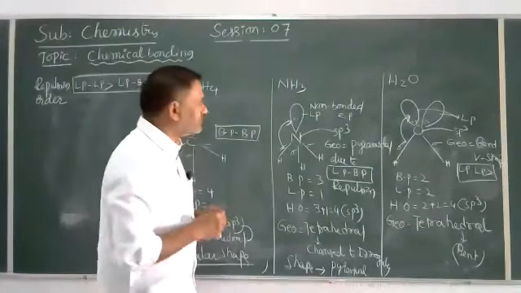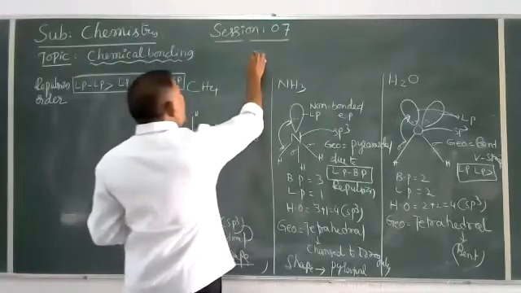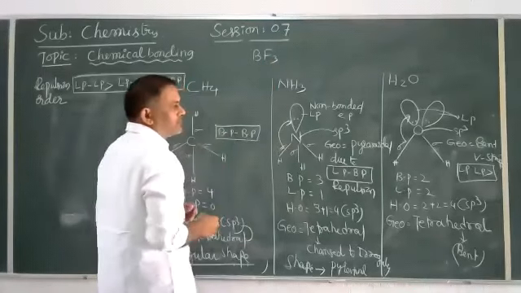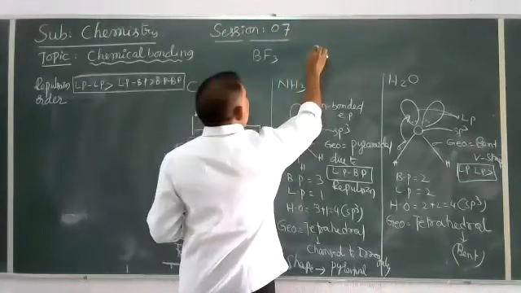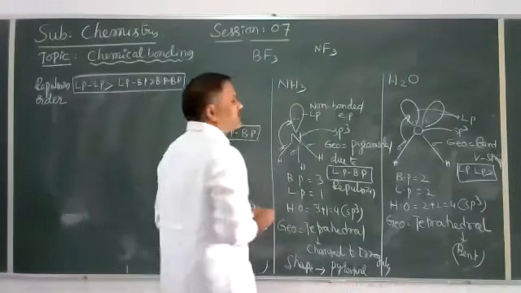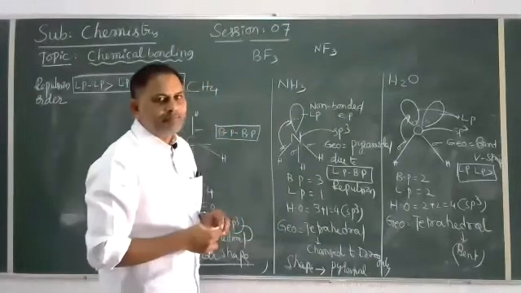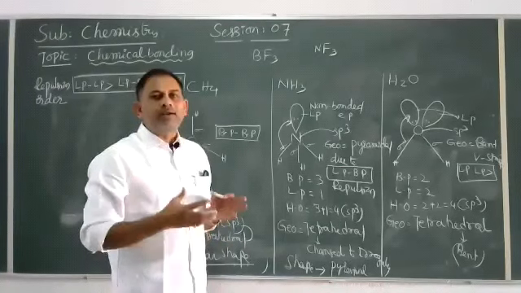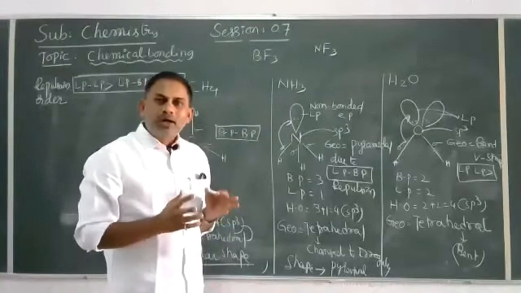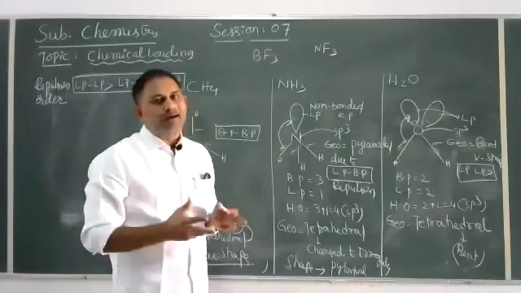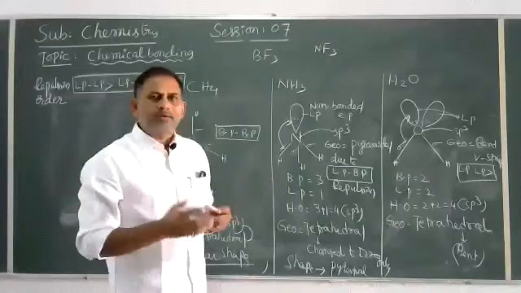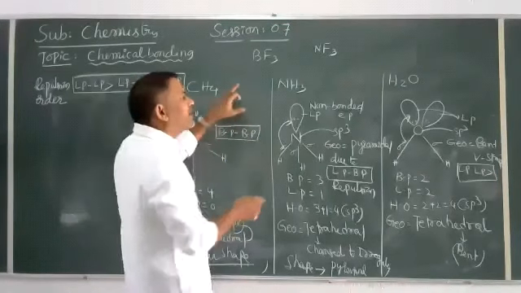For example, here boron trifluoride, BF3, and here nitrogen trifluoride, NF3. Among these, what type of hybridization does the central atom of the element undergo, and do both show the same geometry or not? They'll create a variety of questions on the basis of the hybridization concept.